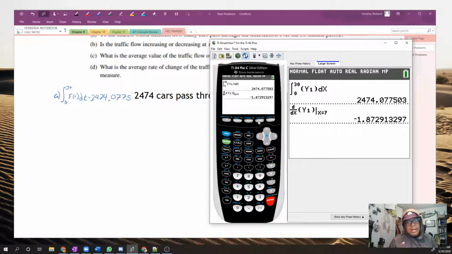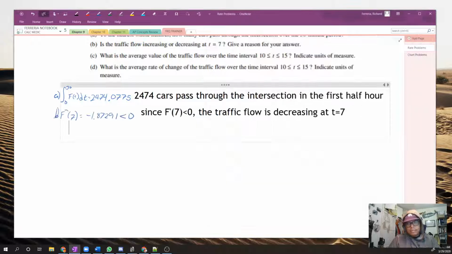All right, so again, write down the equation and then write down a sentence. Derivative equals negative 1.87291. Show that it's less than 0 explicitly, and then say since f prime of 7 is less than 0, the traffic flow is decreasing at t equals 7.